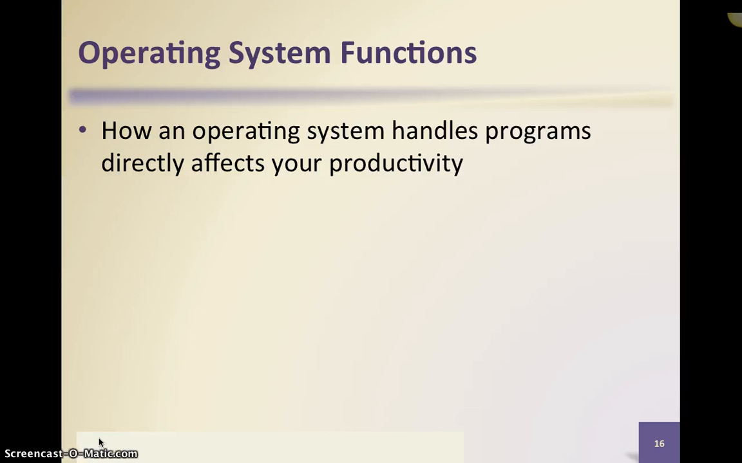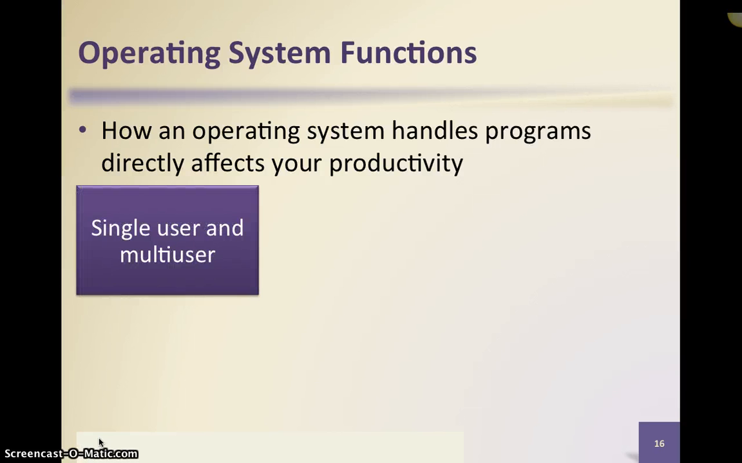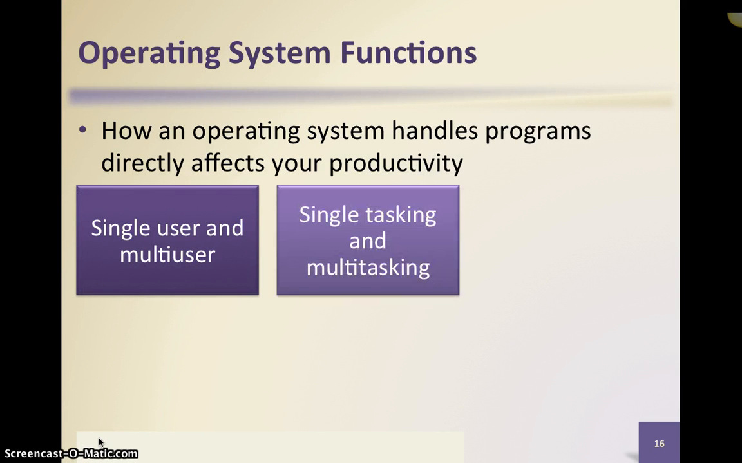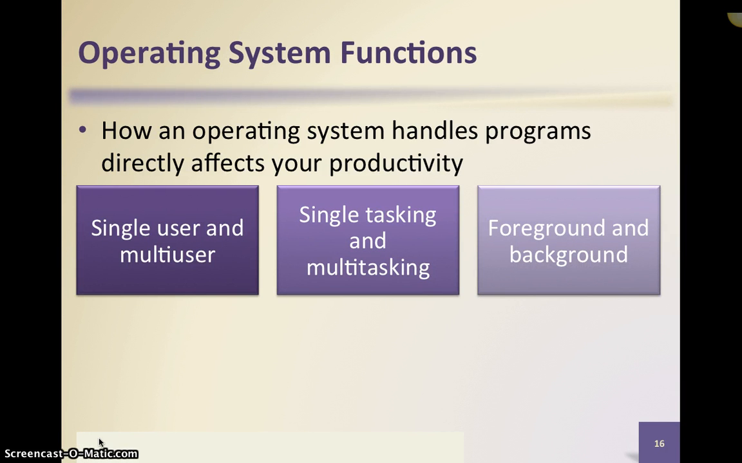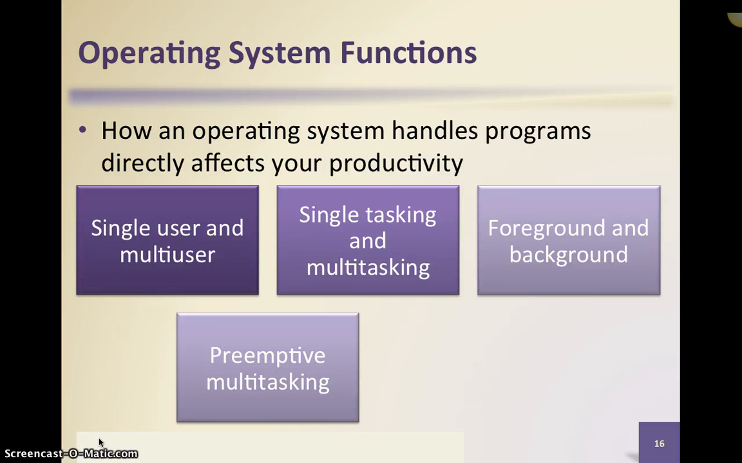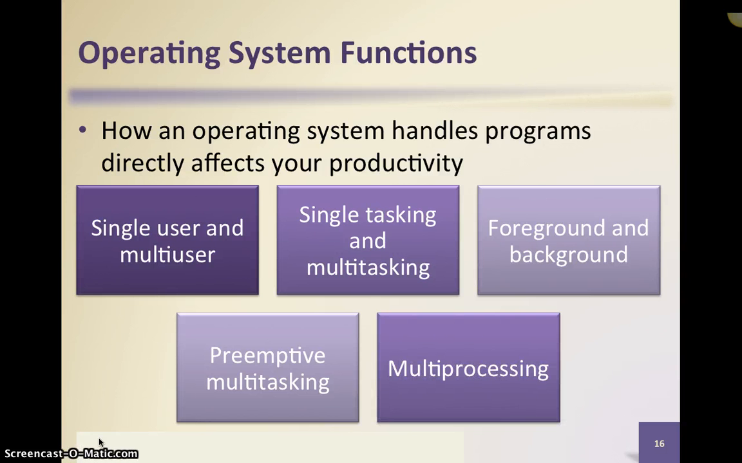Now, the next thing that we do is look at how programs handle your productivity. What are the different things that the operating system can do? It can do a single user or multi-user mode. Single user, as it states, means there's only one person that uses it at a time. There's only one person on the system. Multi-user means there are multiple people on it.